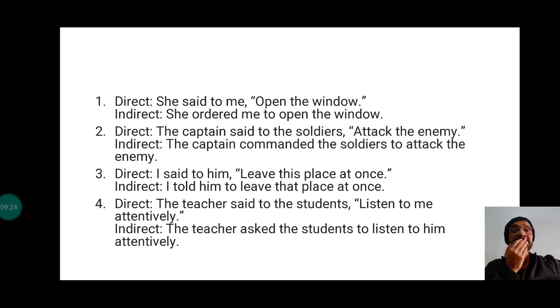Now some examples. She said to me, "Open the window." She ordered me to open the window. The captain said to the soldiers, "Attack the army." The captain commanded the soldiers to attack the army. See, "to" has been added in every sentence. I said to him, "Leave this place at once." I told him to leave that place at once. The teacher said to the students, "Listen to me attentively." The teacher asked the students to listen to him attentively. Right?